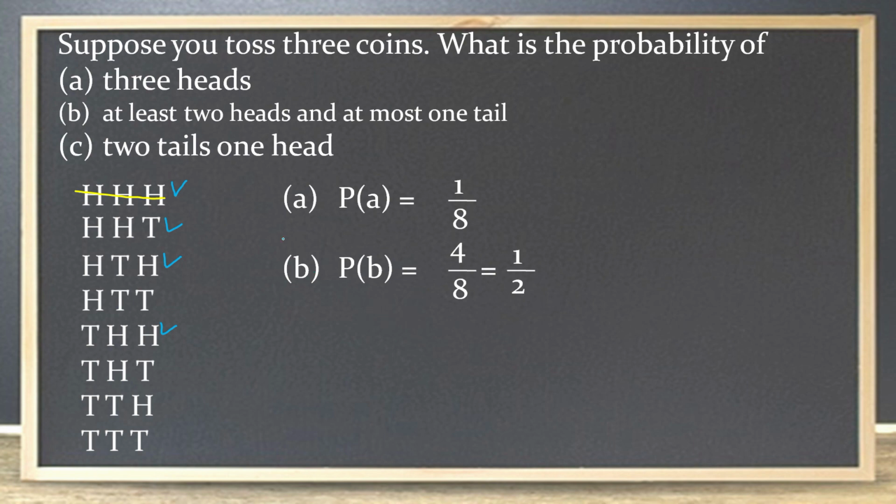Okay, so let's see for C. C says 2 tails, 1 head. So exactly 2 tails and 1 head. Here we have 2 tails, 1 head. Here we have 2 tails, 1 head. Here we have 2 tails, 1 head. So we have 3 ways. The total number of ways the event can occur is 3, but the total number of outcomes for this identical scenario is 8. So the probability is 3 over 8.